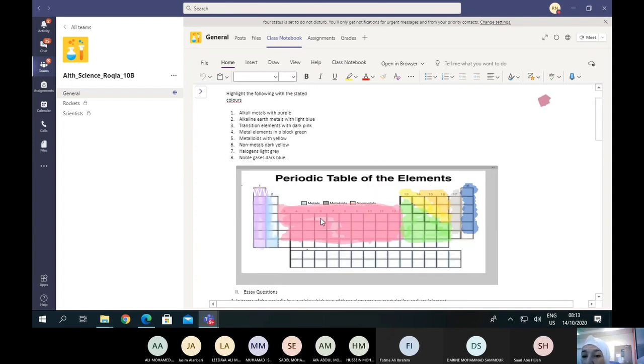Then the transition elements, dark pink. Is that right? You left something. Okay, the F block, does it belong to the transition elements or no? F block elements. Yes.